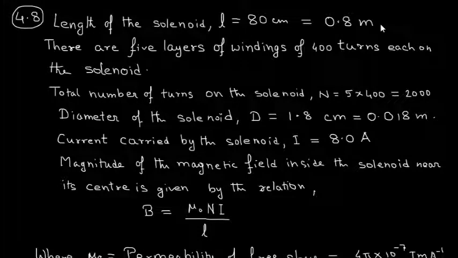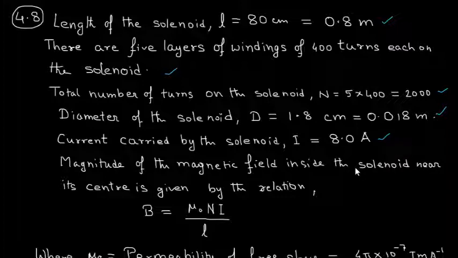So, length of the solenoid L is equal to 80 centimeter, which is equal to 0.8 meter. There are 5 layers of windings of 400 turns each on the solenoid. Total number of turns on the solenoid N is equal to 5 into 400, that is 2000. Diameter of the solenoid is equal to 1.8 centimeter, that is 0.018 meter. Current carried by the solenoid I is equal to 8 ampere.